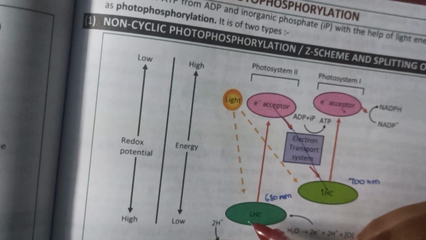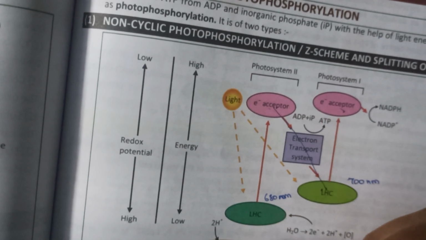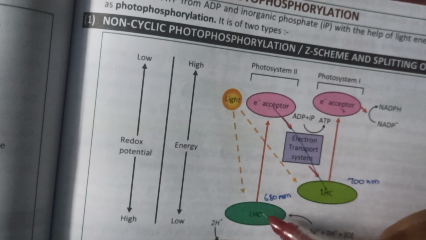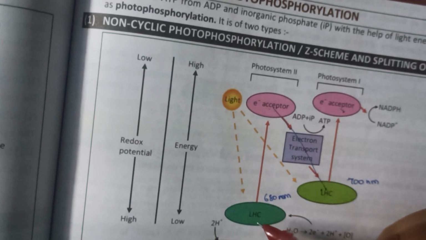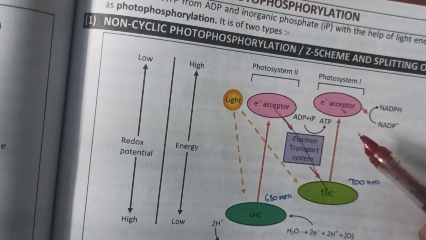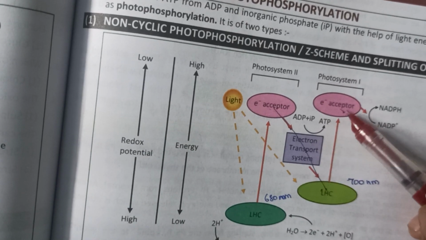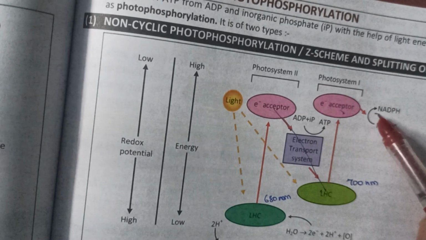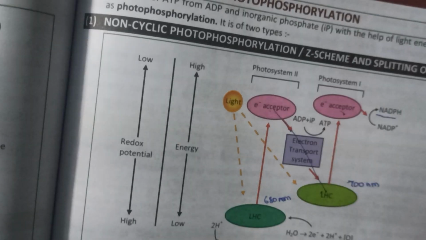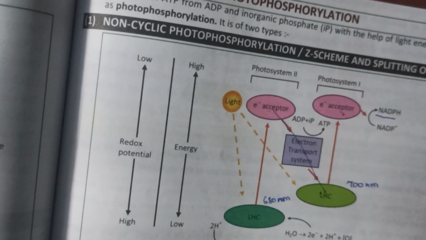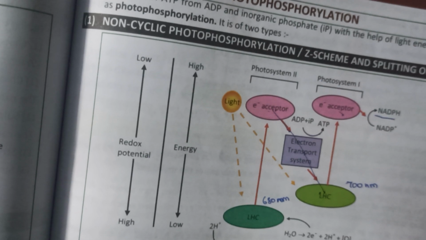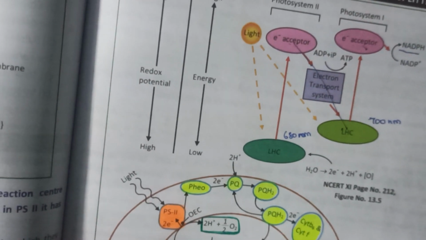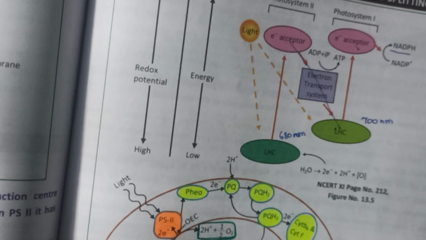That electron gap will be refilled with the help of chemiosmosis, that is, oxidation of water will release H plus, electrons and oxygen. Those electrons will go and sit at the place from where electrons were removed, and the electron that is excited from photosystem 1 will form NADPH. These NADPH and ATP will be utilized in the formation of sugar during the dark reaction. So this depicts the chemiosmosis.